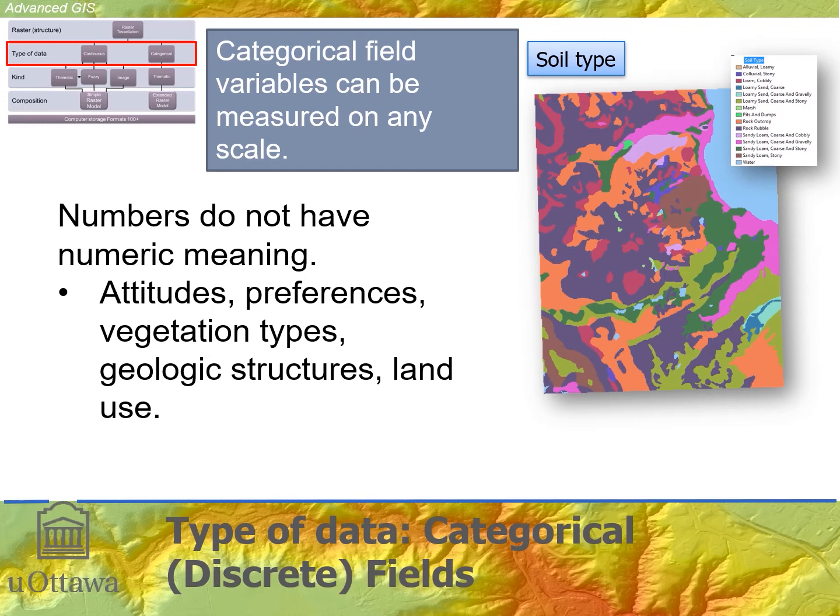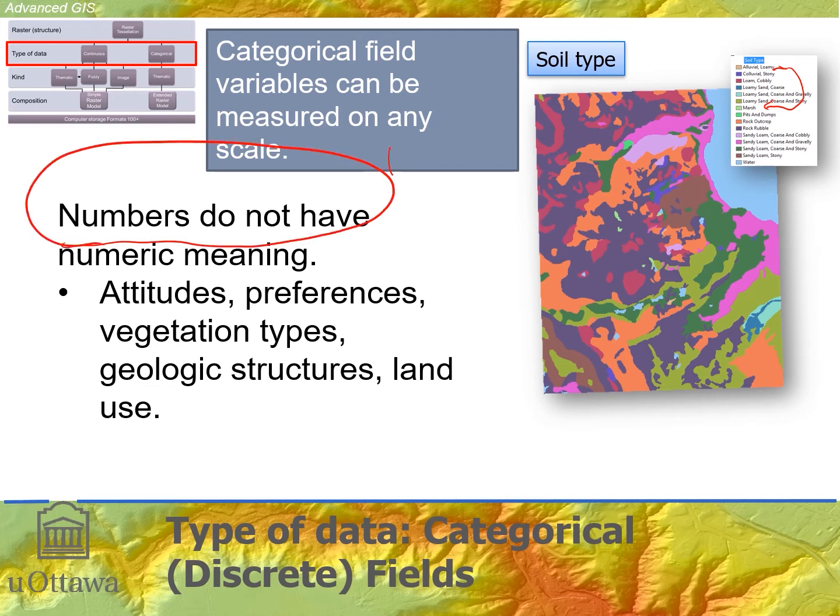So the numbers themselves are used to store things and to differentiate between, let's say, alluvial deposits, loamy alluvial deposits, versus a different one here like marsh. So they would have different numbers representing those things in the cells. But the numbers themselves never have numeric meaning.